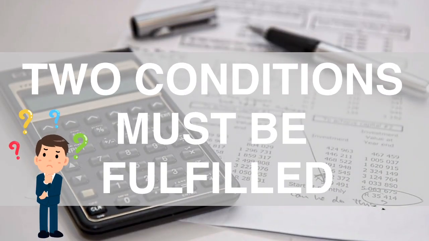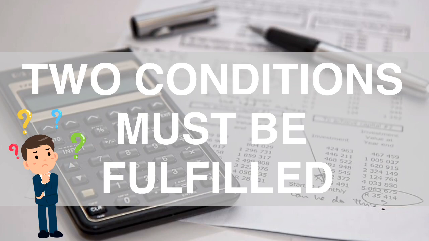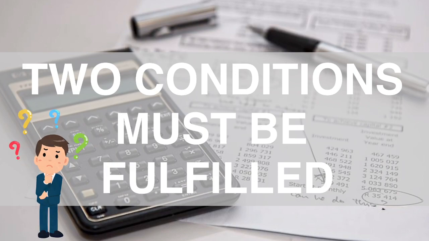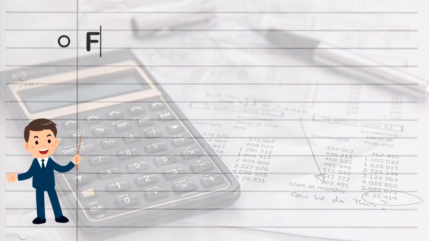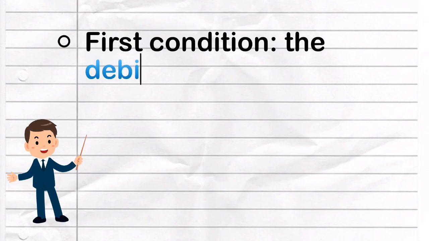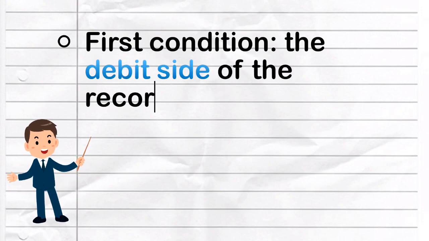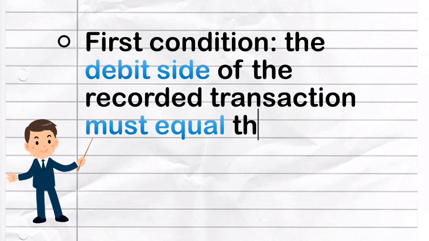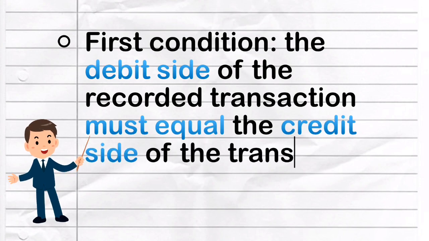Now, are there any conditions that we need to satisfy or fulfill when recording transactions using the double entry accounting? Well, we've got two conditions. The first condition is that the amount that we book on the debit side of the transaction must equal the amount booked on the credit side of the transaction.